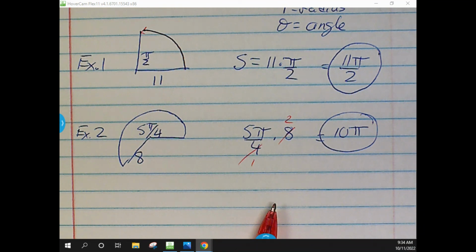Did you do like multiply straight across and then simplify? Yeah, works the same way.